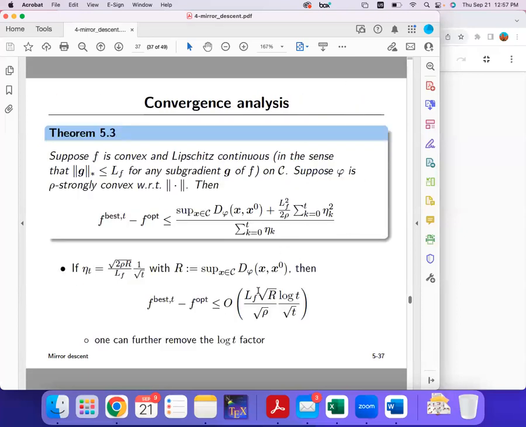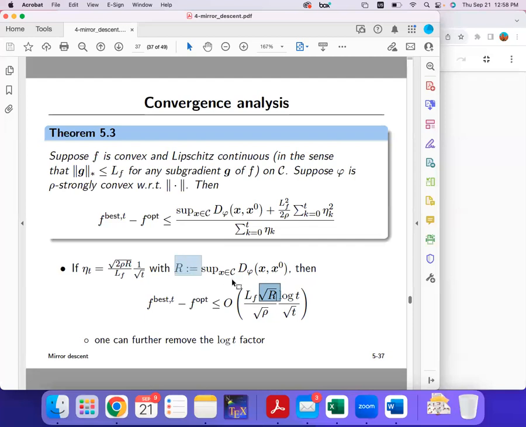Okay. And this is the critical factor in the convergence rate. You see, the convergence rate, log t over square root of t, only depends on the number of iterations. L_f and rho depend on the problem. L_f is the Lipschitz constant, rho is the strong convexity parameter. So the only parameter that may depend on the Bregman divergence is this R.